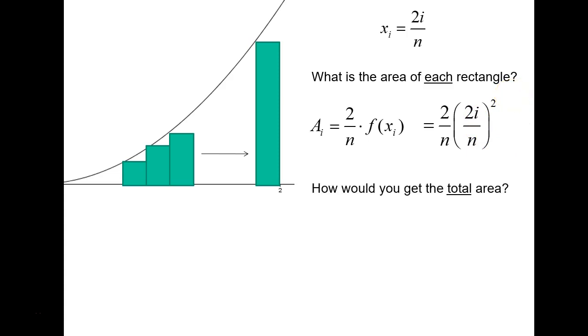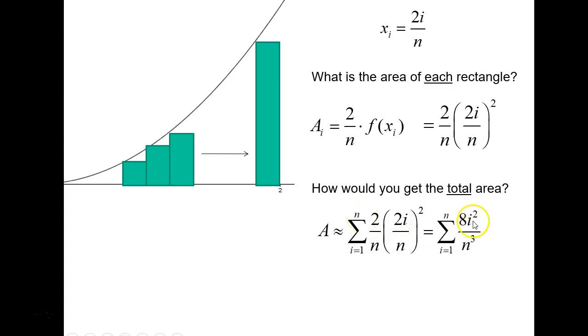So we want to get the total area, which means we want to add all those rectangles together. Hopefully you remember the lesson we talked about in class today, which was on summation. So we're going to sum all of those together. So we're going to do the sigma of the area of each rectangle. So 2 over n times 2i over n squared from 1 to n. Now, in a little algebra here, that simplifies to 8i squared over n cubed.